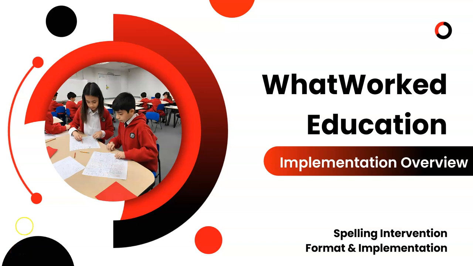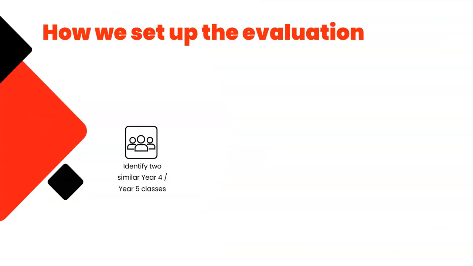Implementation overview. How we set up the evaluation. The first thing we ask you to do is identify two similar ability Year 4 or Year 5 classes.